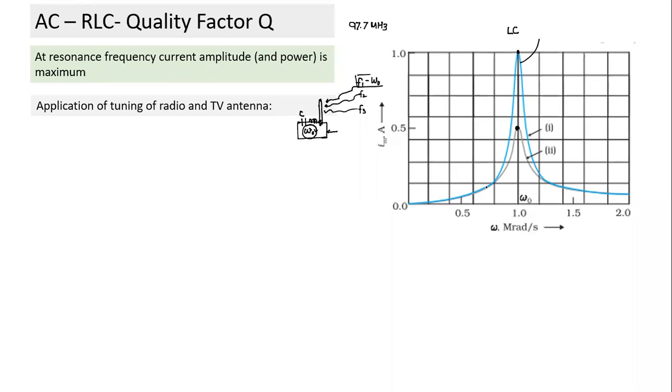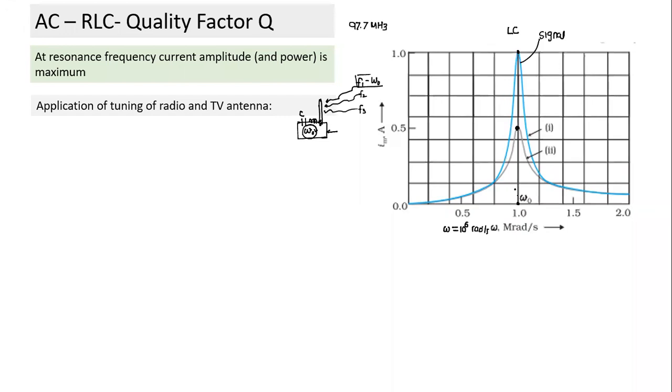But suppose by tuning, I lower my frequency. What is the frequency here? Can you read this frequency? What is omega naught here? Capital M indicates omega is equal to 10 to the power 6 radian per second. If my signal also has the same angular frequency, 10 to the power 6, the current will be like this.